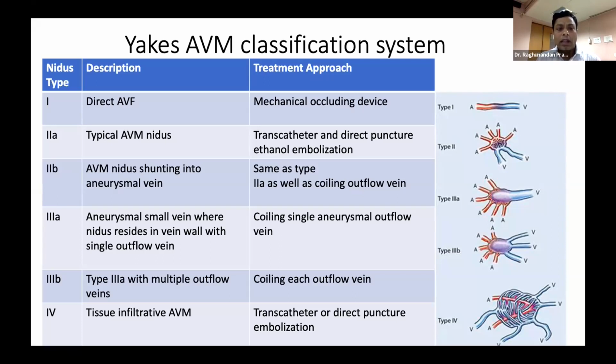Then type 2A and type 2B are actually CODO type 2 kind of lesions only. Here the outflow vein in type 2B is dilated, while in type 2A it's not dilated. We'll see clinical cases of these. Again, here we see the type 4 lesion. They are tissue infiltrative AVMs, and again very difficult to treat by transcatheter, transarterial, or transvenous routes. Sometimes you need to treat these lesions by direct puncture of the lesions and put some embolic material into the feeding vessels.